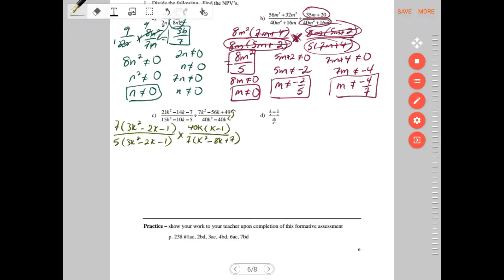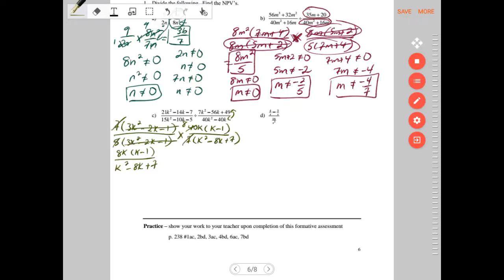Now, 3k squared minus 2k minus 1 is the same top and bottom here and here. So I can get rid of those. Okay, the 7s will also go because I have one on top and bottom. And 5 goes into 40 8 times. So I'm left with 8k times k minus 1 over k squared minus 8k plus 7.